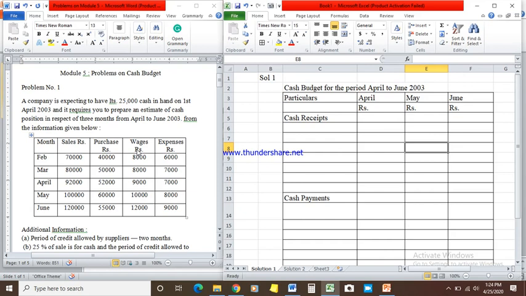So on my left hand side we have a problem on a cash budget, and on the right hand side I just created a template to save time. So when you're preparing a cash budget, what are the basic things that we need to remember?